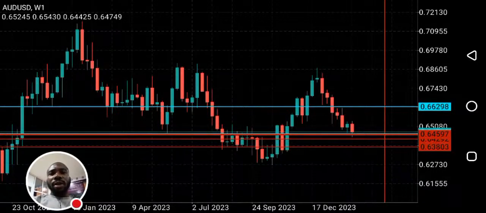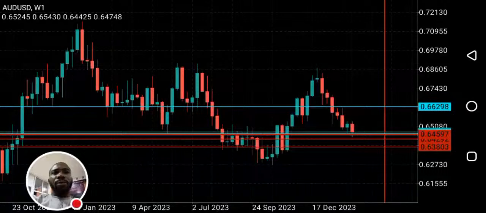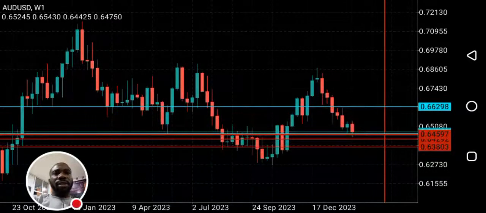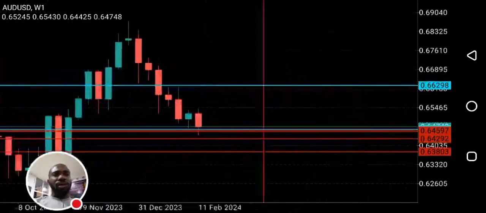The first pair we'll be looking at is Australian dollar USD. It's one of the pairs I'm considering trading today, and my bias on Australian dollar USD is bullish. So what I'm waiting for is a bullish setup.